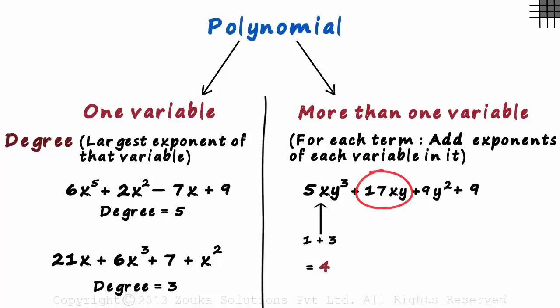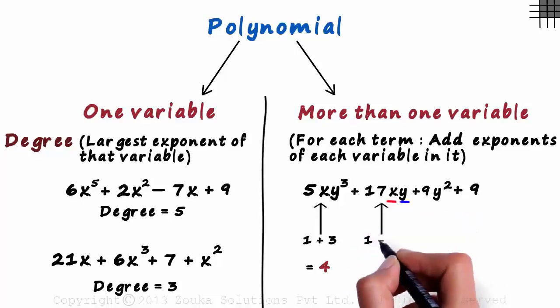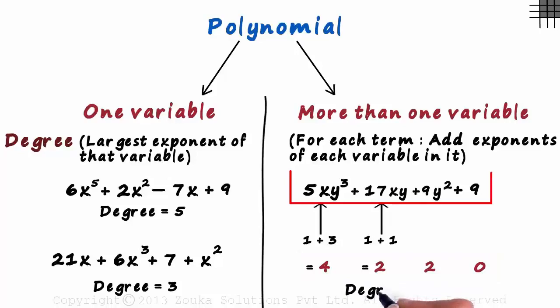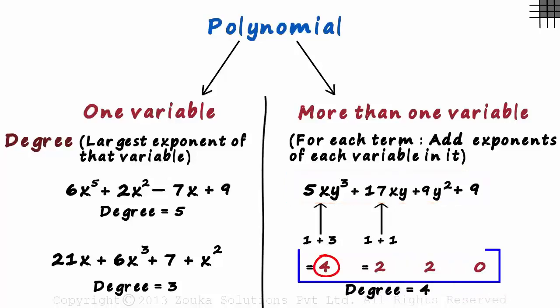Now we come to the second term. There are two variables, x and y, and each of them has an exponent equal to 1. Adding the exponents, we consider the exponent of this term to be 1 plus 1, which equals 2. In the third term, we have just one variable. Its exponent will just be 2. And as we have no variables in the last term, its exponent will be 0. Remember, we are looking at exponents of variables. The exponent of variables of the last term is 0. And the largest of these becomes the degree. The degree of this polynomial is 4, which is the highest amongst these.